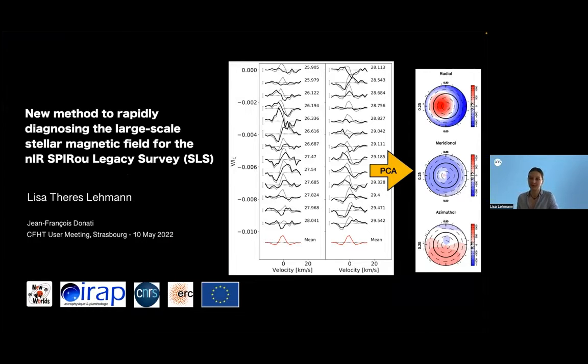Today, I want to present you a new method we recently developed to diagnose the large-scale magnetic field for the Spiro legacy survey.